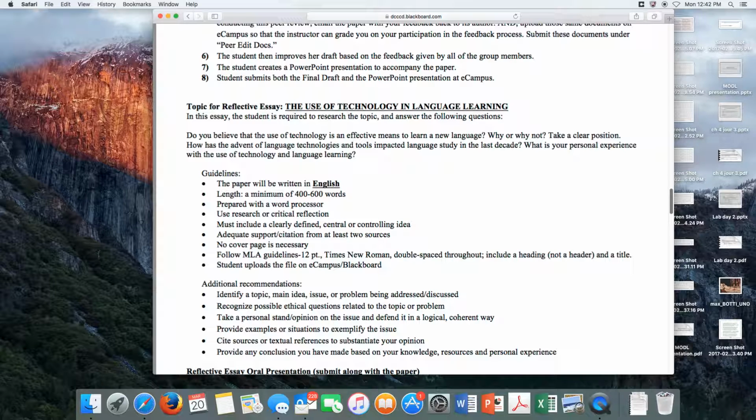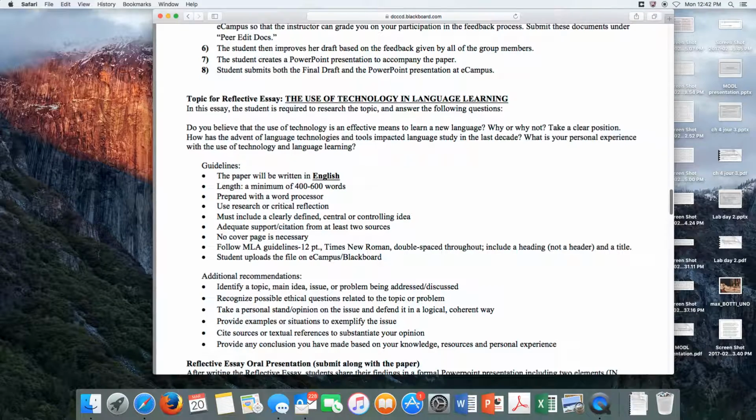How has the advent of language technologies and tools impacted language study in the last decade? What is your personal experience with the use of technology in language learning? So you will do some research, but you also will talk about your personal experience. The paper will be written in English, between 400 and 600 words, and it is due later on during the semester. I'll keep you abreast of those dates.